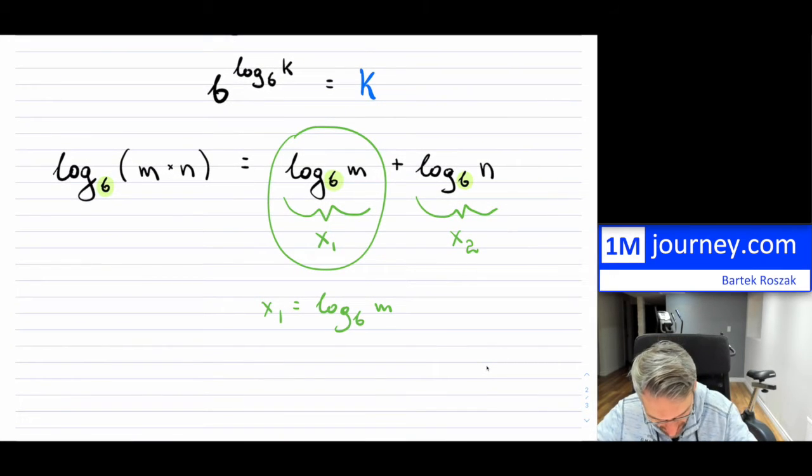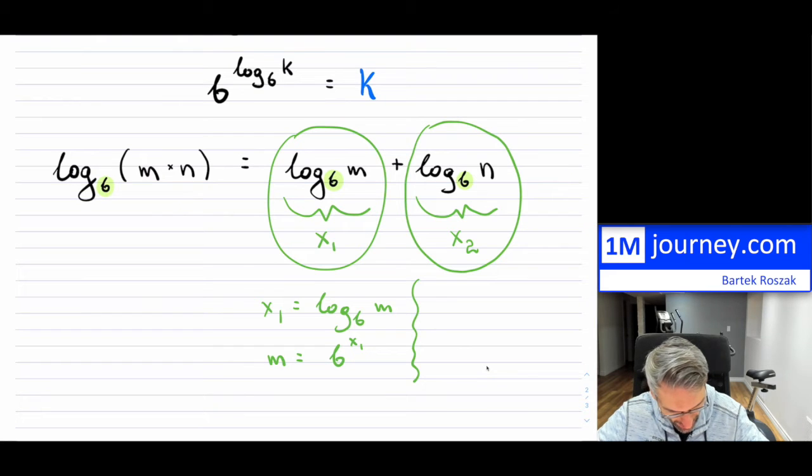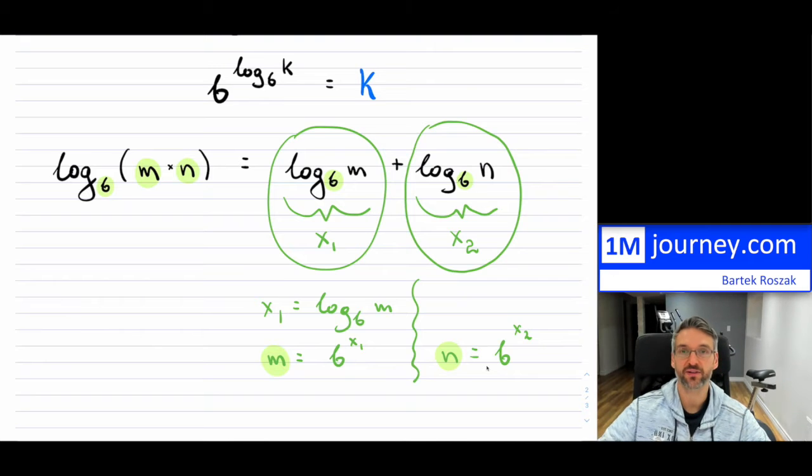So I can rewrite this and say that m is equal to the base b to the exponent of x1. And I can do the same thing for this right here and rewrite this as simply saying n is equal to the base b to the exponent x2. Now, what I'm going to do is take this m and this n, and substitute them back into here to show you that they're actually equivalent, so that this statement is true.